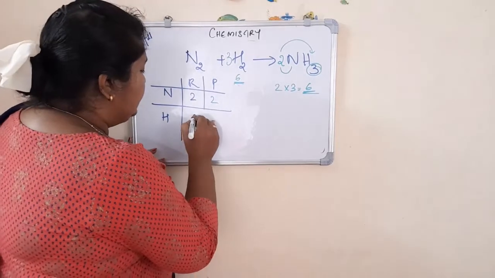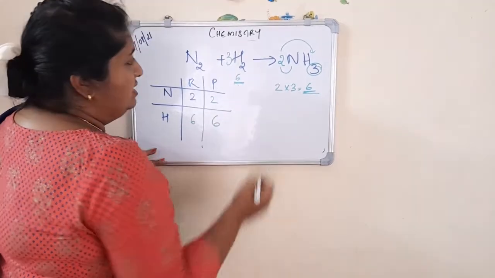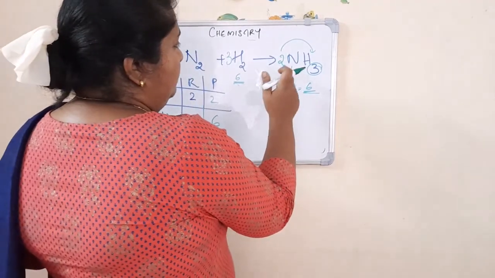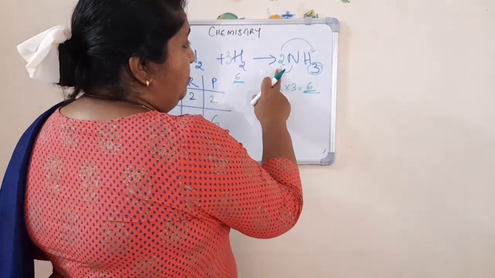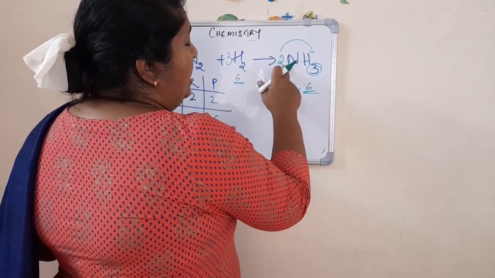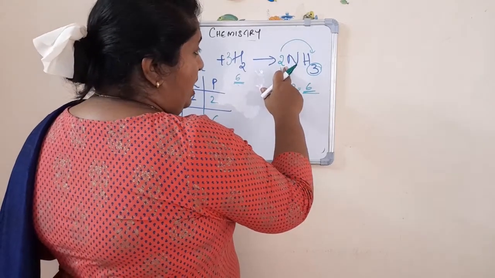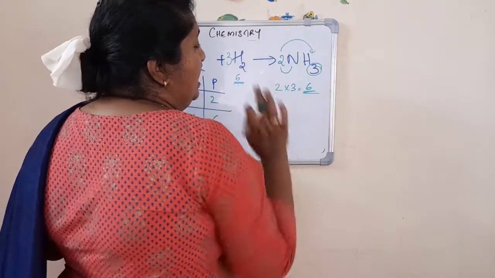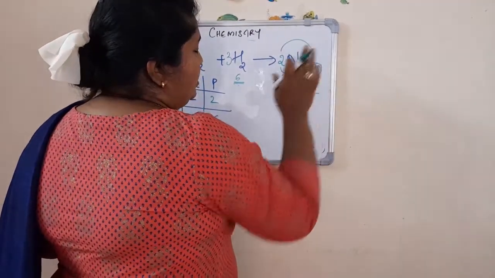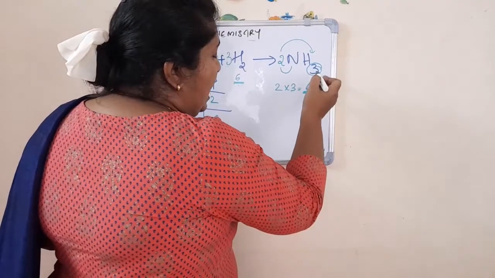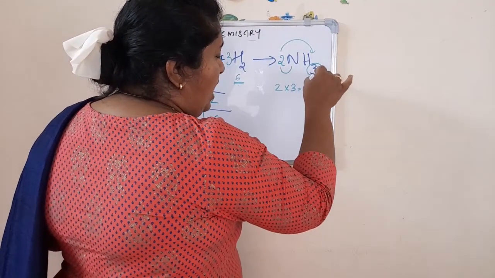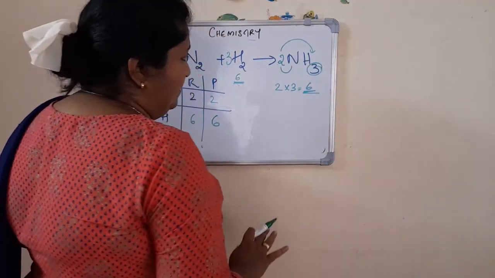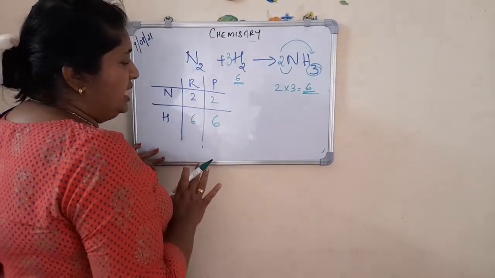So now here 6 hydrogen atoms and 6 hydrogen atoms. Here 2 nitrogen atoms. You should always keep in mind that when you are writing a number on the left hand side of the chemical formula, that number is applicable to whatever elements are here, that is, to nitrogen as well as to hydrogen. Since already there were 3 hydrogen atoms, we multiply that 3 into 2 to make it 6.